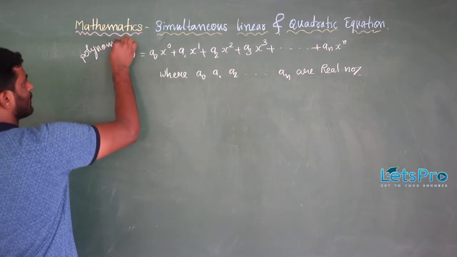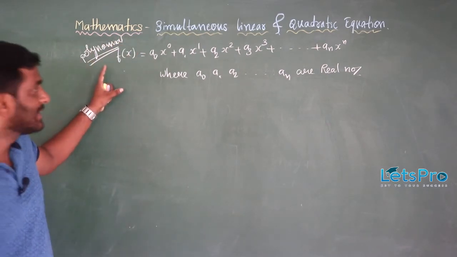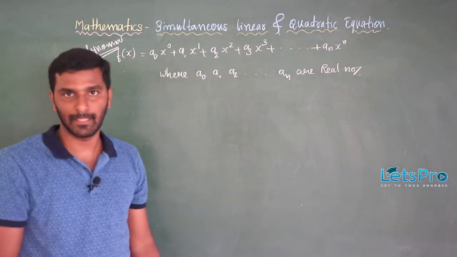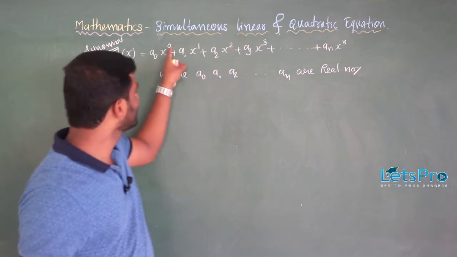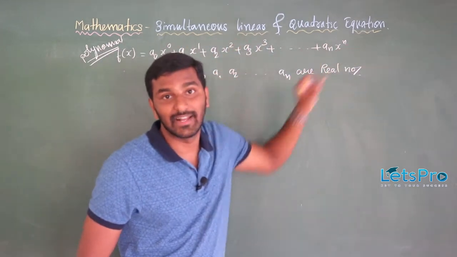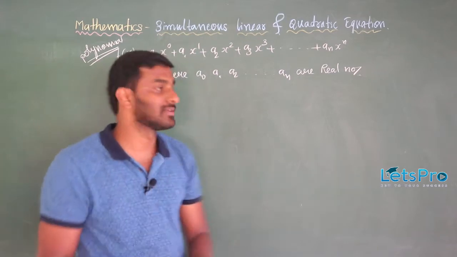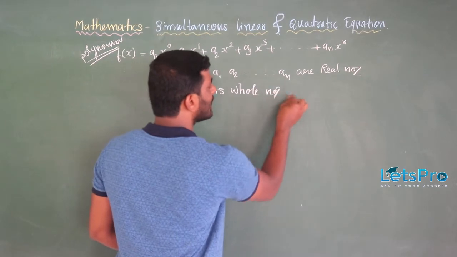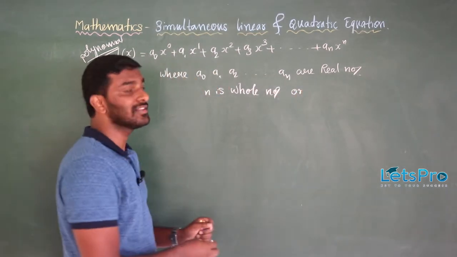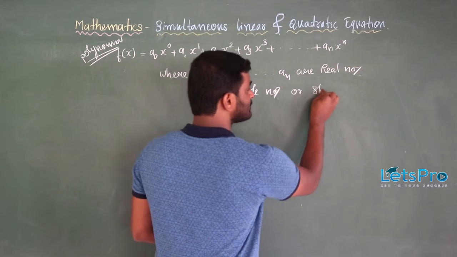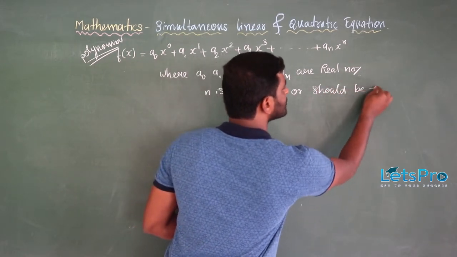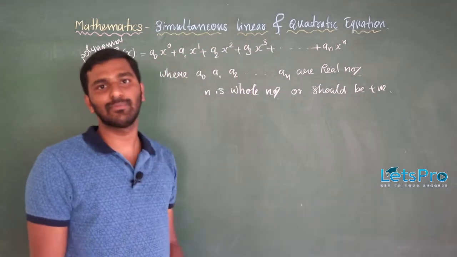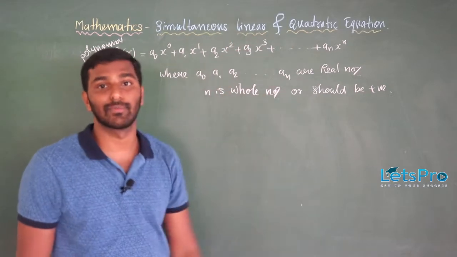A polynomial is an expression containing variables, constants and signs. And the most important thing here is the powers 0, 1, 2, 3, 4, 5, 6 and the last one is n. The n value should be a whole number. Whole numbers are non-negative numbers, so it should be positive. That means 0, 1, 2, 3, 4. The degree should be non-negative. Then only it is a polynomial.